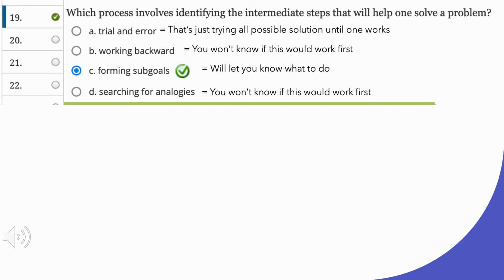For B, working backwards, and D, searching for analogies, you wouldn't know first if they'd work. For A, trial and error, that's just trying all possible solutions until one works.